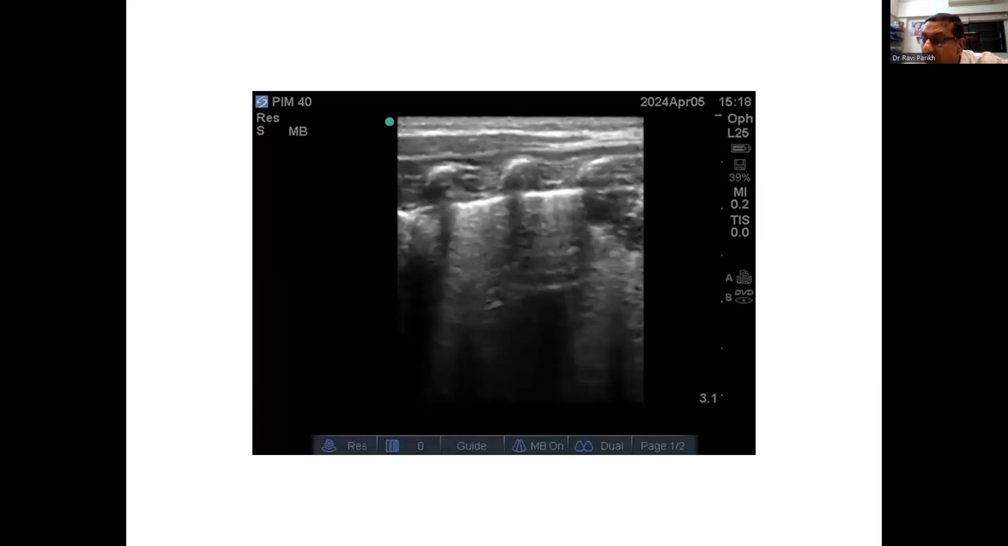So initially I used to do with a depth of 2.6, but now I'm taking up to 3.1. And you're getting very good depth. I can make out very nicely. So very good images, ma'am. Nothing to add to it.